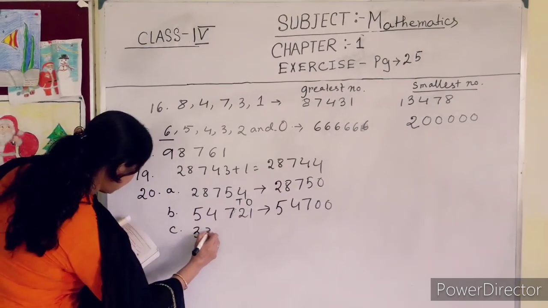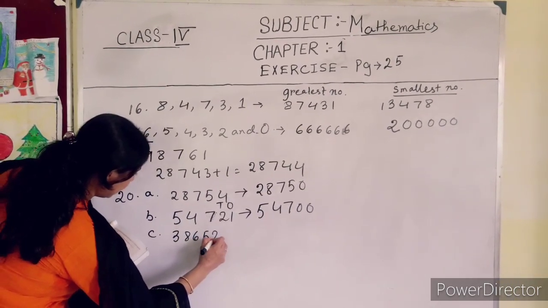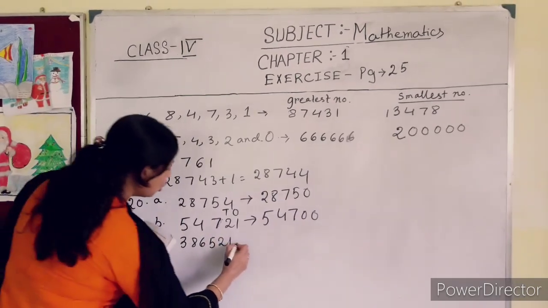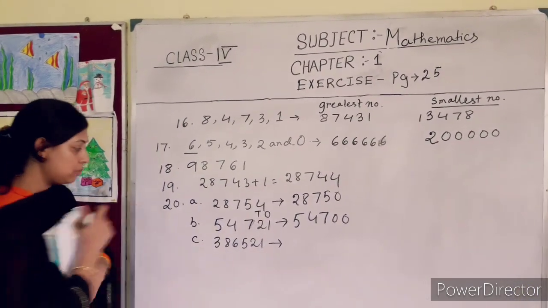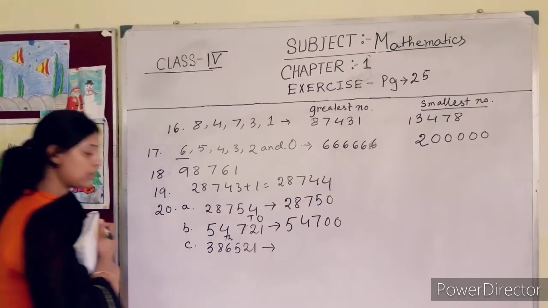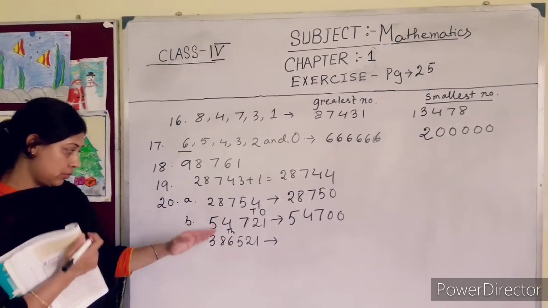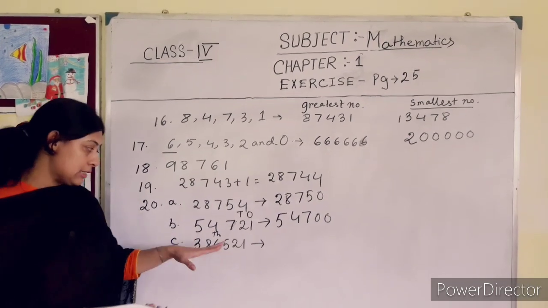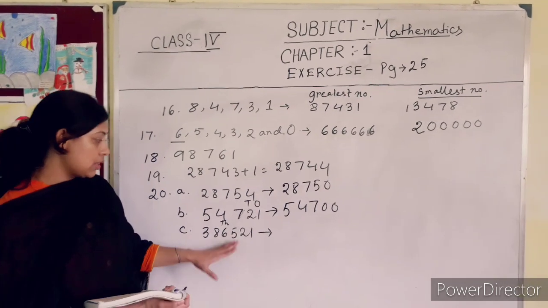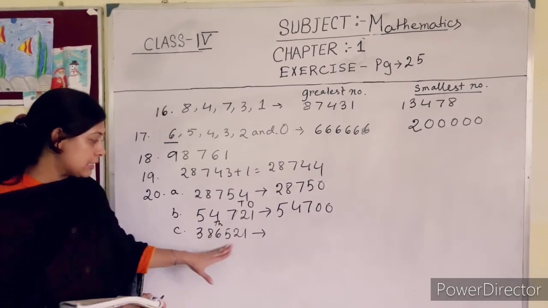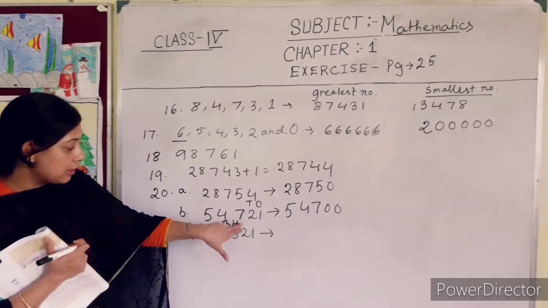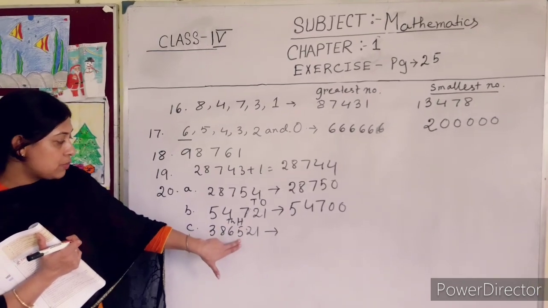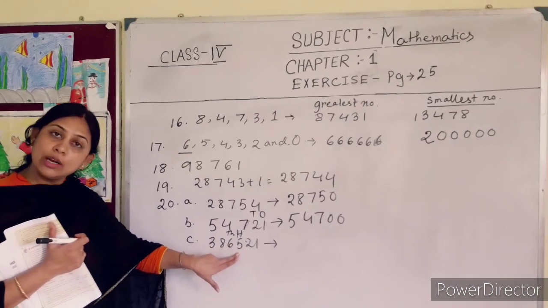Now C. 3,86,521 to the nearest 1,000. So which one is the 1,000 place? 6 here is the 1,000 place. So when you round to the nearest 1,000, first you observe which digit is present in the 100 place. 5 is present here. So 5 is equal to 5.